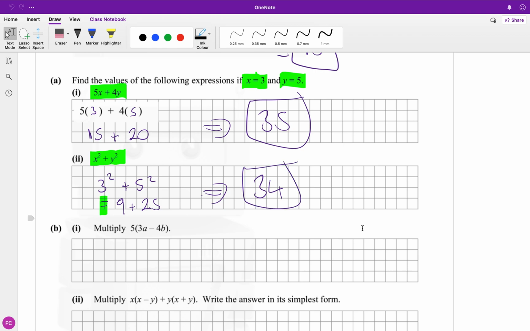Okay. Multiply 5 by 3a minus 4b. So whatever's inside the brackets, multiply by the first one, multiply by the second one. Again, you've loads and loads of examples of these being done. They're still there waiting for you to look back over in the algebra folder on the OneNote. So 5 by 3a gives us 15a. And 5 by minus 4b, remember, plus by a minus, is going to give us minus 20b.